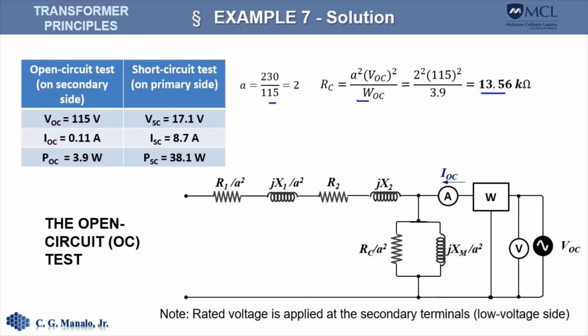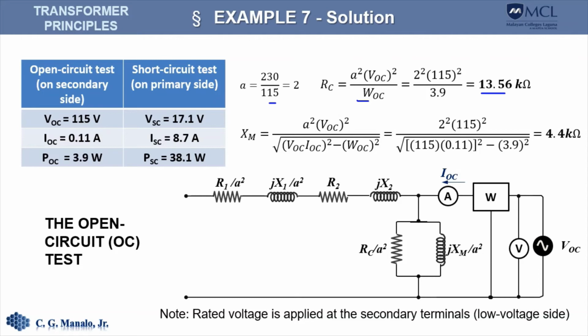R sub C is usually large relative to the series resistance and reactance. Also for X sub M, we can compute that using the formula, and that will give us 4.4 kilo ohms. So X sub M is also usually large compared to the series impedances.